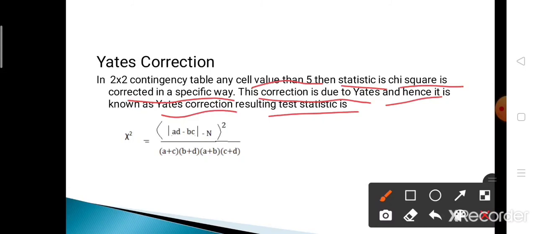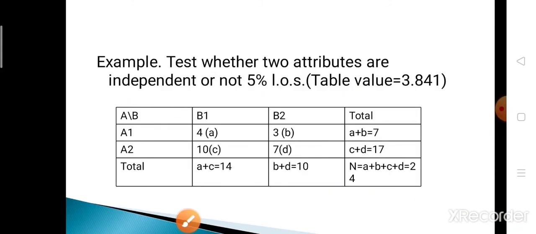The resulting test statistic is chi-square equals, in bracket, mod of A into D minus B into C minus capital N, its square, divided by A plus C, B plus D, A plus B and C plus D. Okay. Let's see one example.